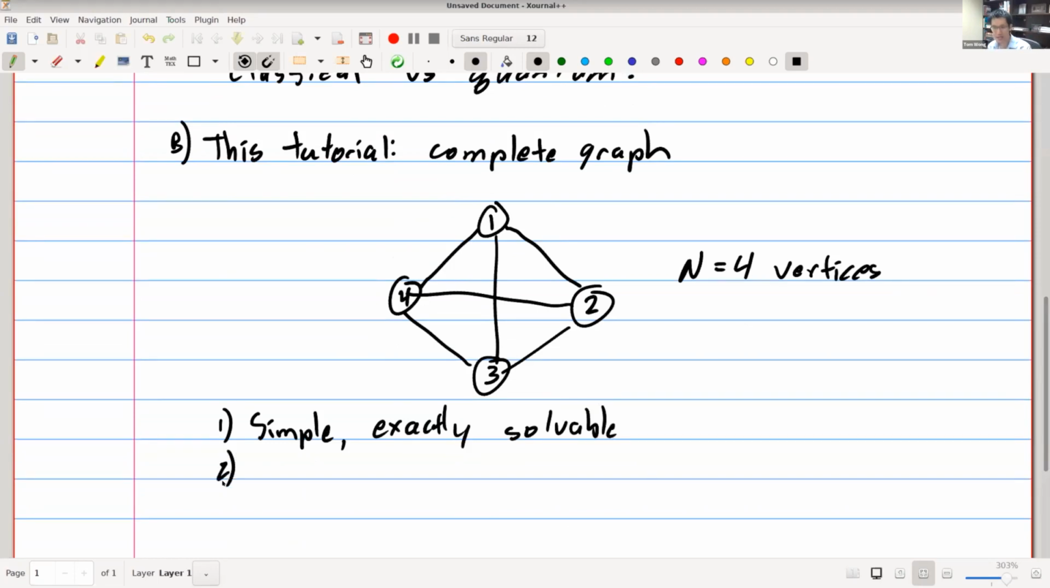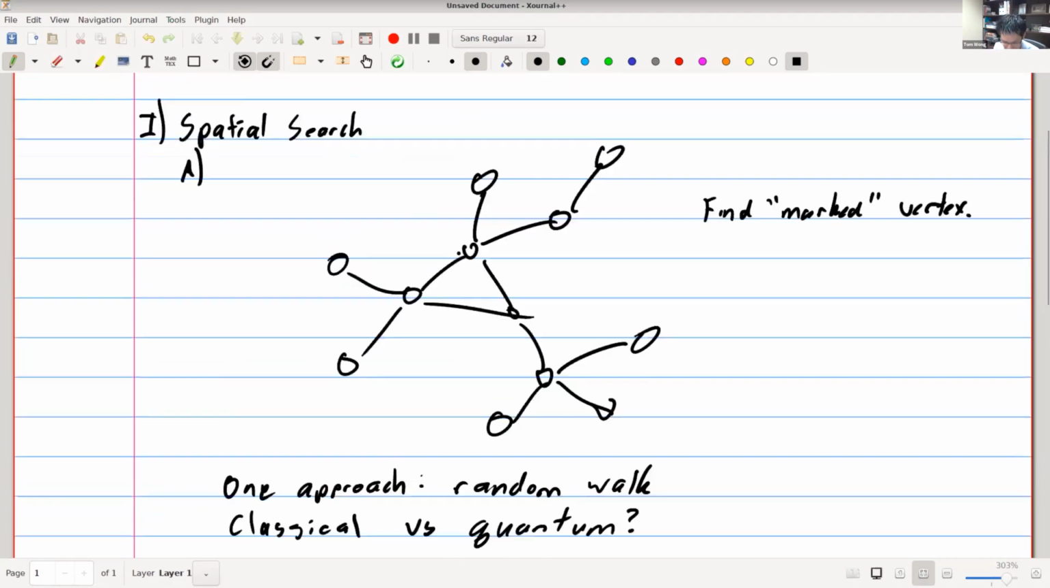A second reason is that this complete graph is actually equivalent to the unstructured search problem of Grover's algorithm. For those who are more familiar with quantum computing, there's this famous algorithm called Grover's algorithm that searches an unordered or unstructured database. And that is actually equivalent to the complete graph, meaning that you can go from checking any vertex to any other because they're directly connected. Whereas in something like this, that is not true. If you are at this vertex, you can only check the 4 neighbors that it has. You can't jump from this vertex to this one over here.